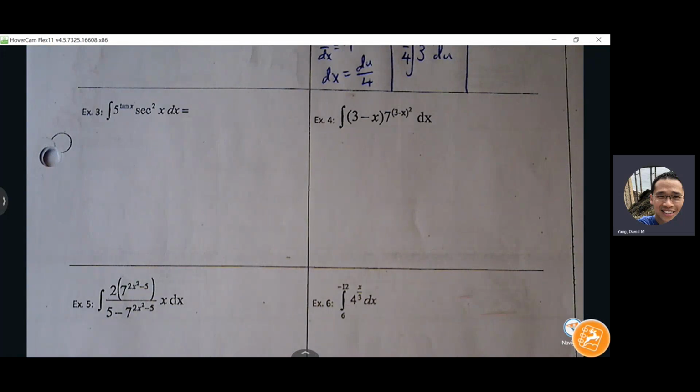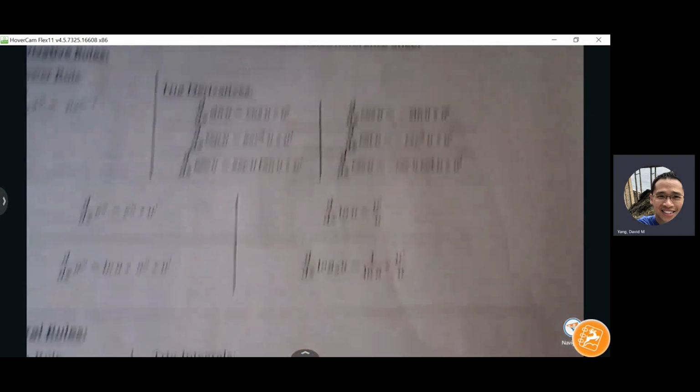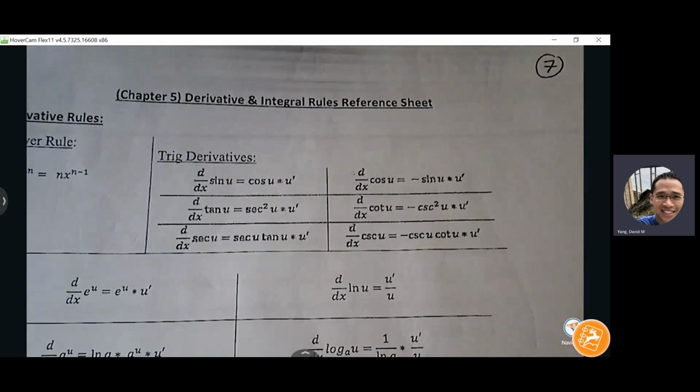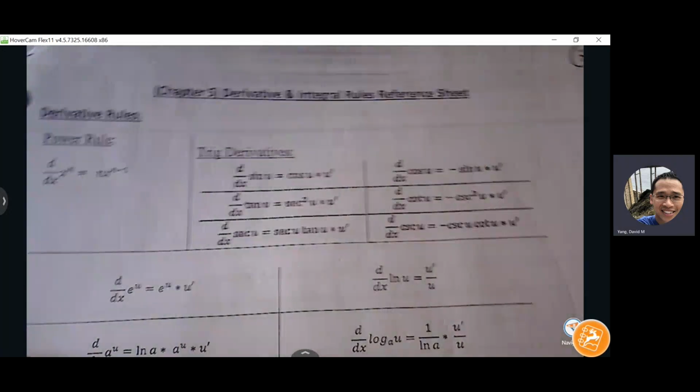Okay, so in your packets, before I go into quiz review 2, or page 9, which is quiz review 1, I want to talk about page 7, where we have the list of rules that we've accumulated since first semester. Okay. So let me go through these here.